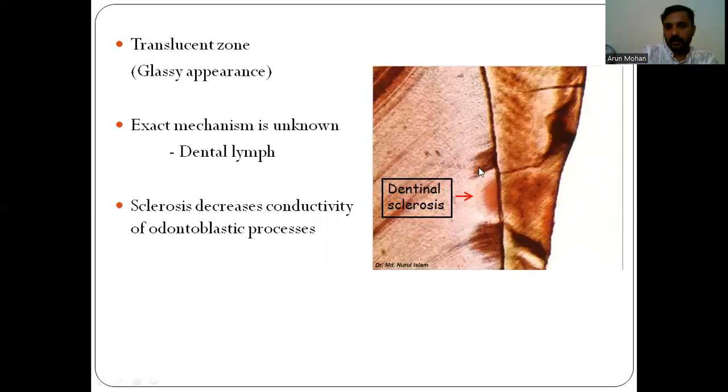Microscopically, they appear as a translucent zone or a glassy appearance. In ground sections, they appear as a translucent zone. The exact mechanism is not known, but it is believed that the calcium, the mineral content within the dentinal fluid, gets deposited and leads to calcification of dentinal tubules. So sclerosis naturally decreases conductivity of the odontoblastic process, and thus it helps in protecting the pulp.